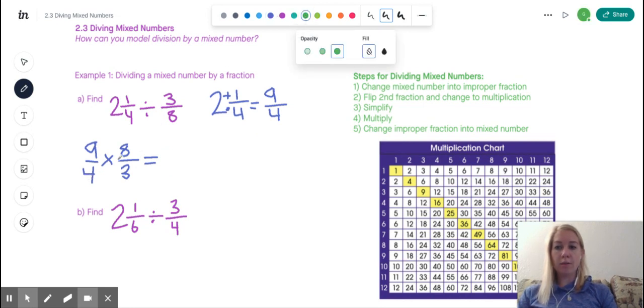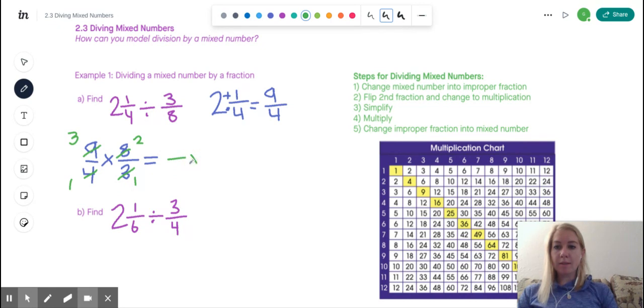Step 3 says to simplify, and again we look across. So I know that 4 goes into 8 2 times, so my 8 turns into a 2, my 4 turns into a 1. We have a 3 and a 9. I know that 3 goes into 9 3 times. So my 9 turns into a 3. 3 goes into 3 once.